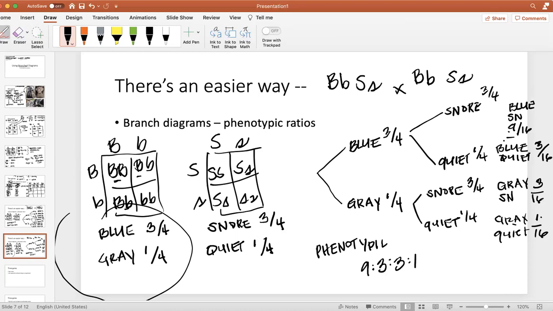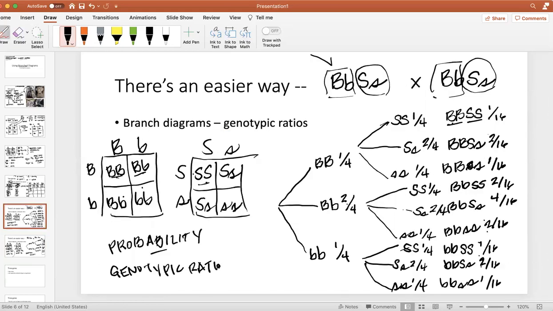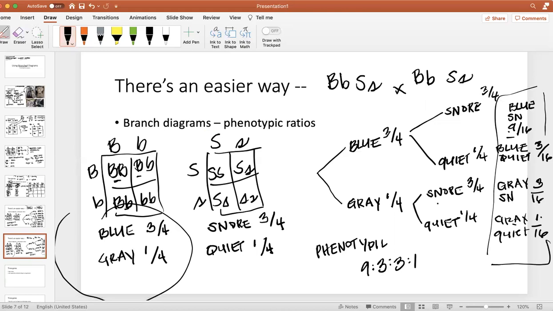And all of these add up to 16, right? And you can even tell what the probabilities are. A 9 out of 16 chance that you'll be a blue snoring dog, a 3 out of 16 chance that you'll be a blue quiet dog, etc. This here should equal, if you go back here and you count up how many of these guys are blue snoring and you add up the numbers, these should be equivalent, right? But this is an easier way to get at your phenotypic ratios, okay?